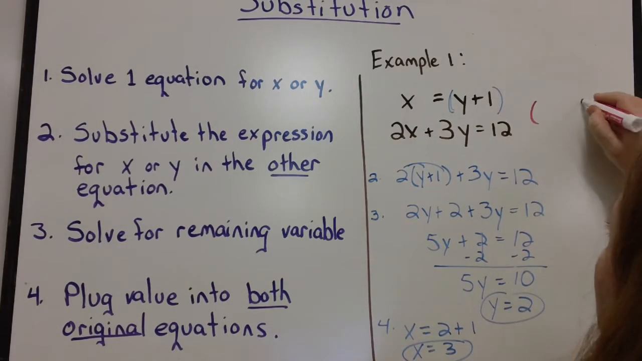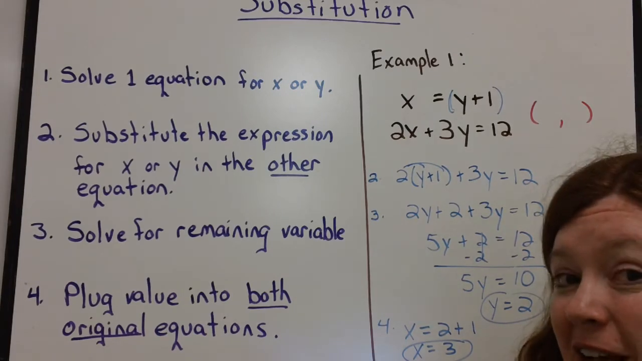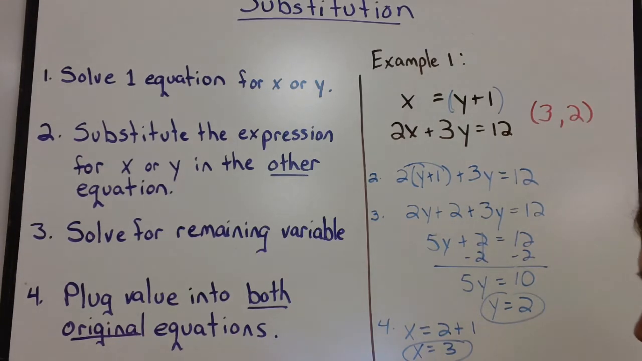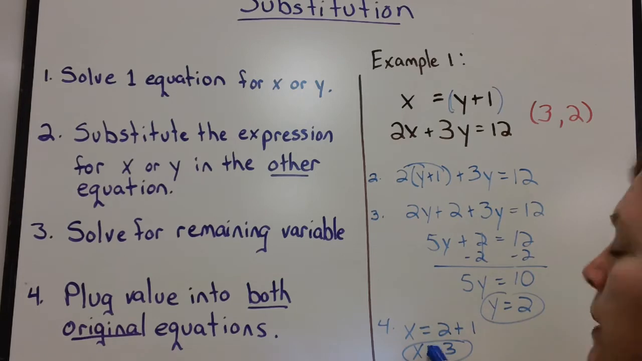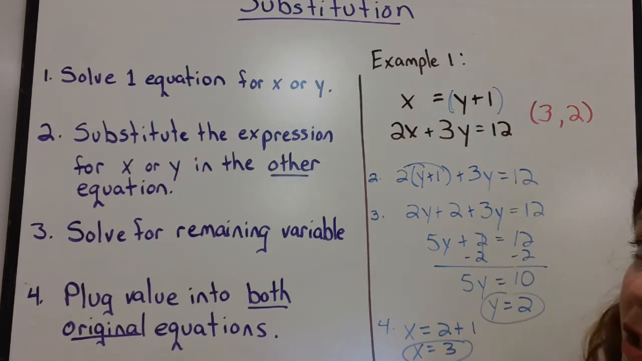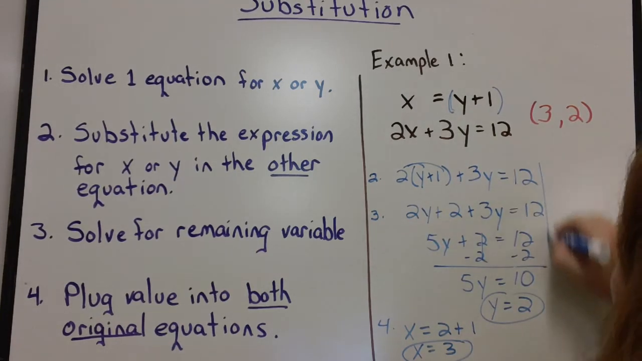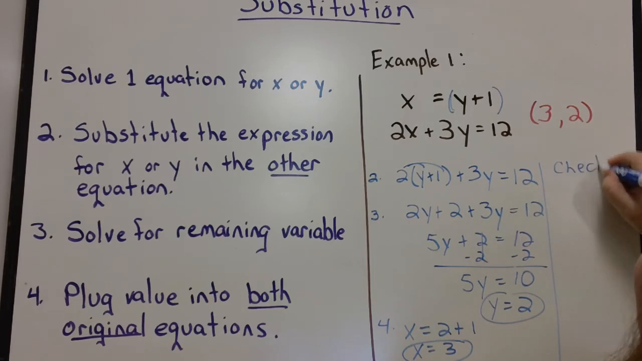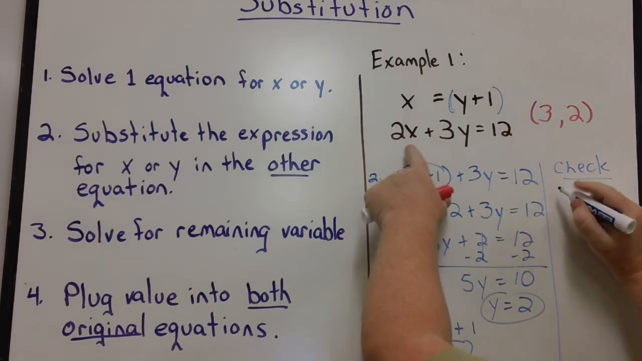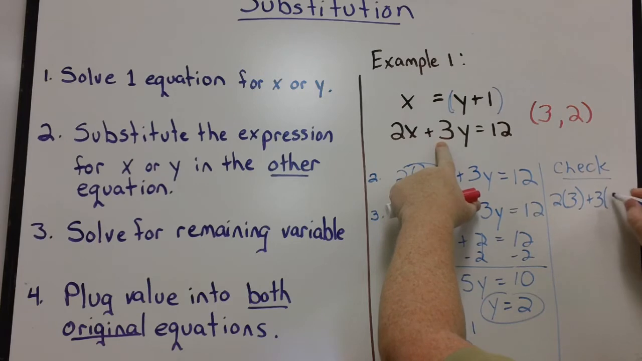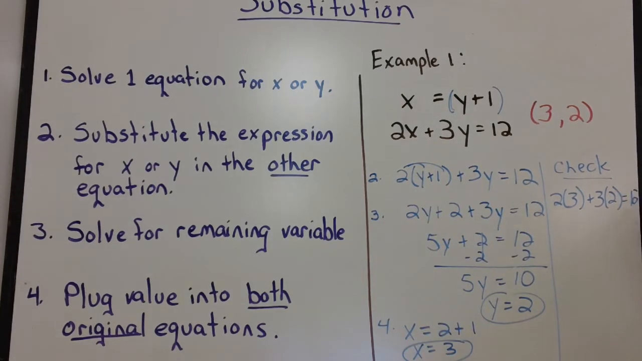If you remember, just like with the graphs, I'm looking for that one point of intersection, and that would be 3 for the x and 2 for the y. Now, I plugged that 2 into the first equation to get my answer for x, but I never plugged it into the second equation. Here's where I'm going to check my work. Use the other equation: 2 times x, which is 3, plus 3 times y, which is 2, and see if you get 12. 2 times 3 is 6. 3 times 2 is 6. Does that give me 12?